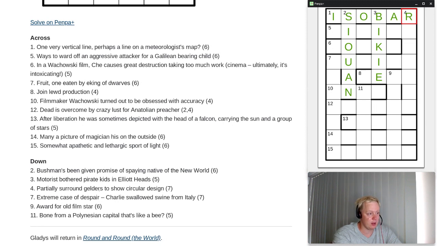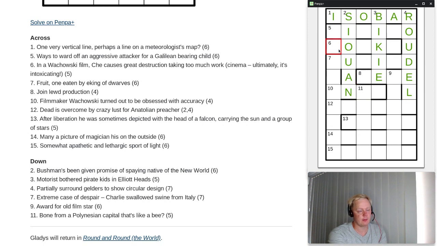Partially surround elders to show circular design. And a roundel is like a circular mark or circular sort of thing that you can see on an airplane or something, a roundel. So that's going to be the answer. We had to remove the G there. A roundel. Now we have 3 across answers that we can get no further help for.